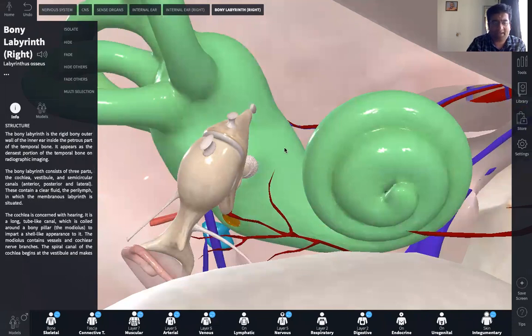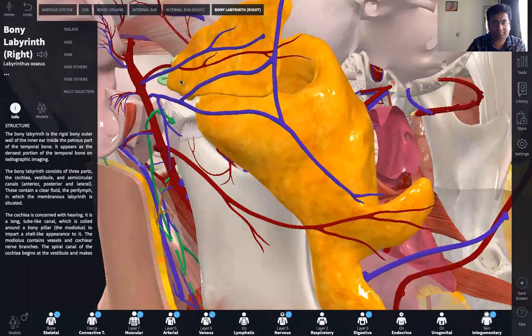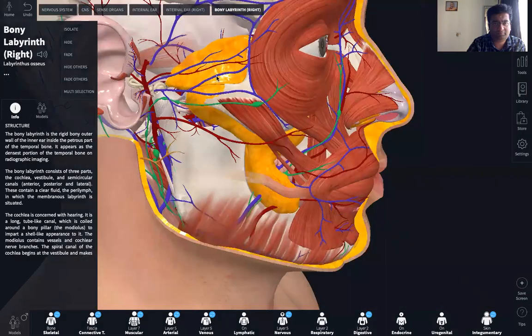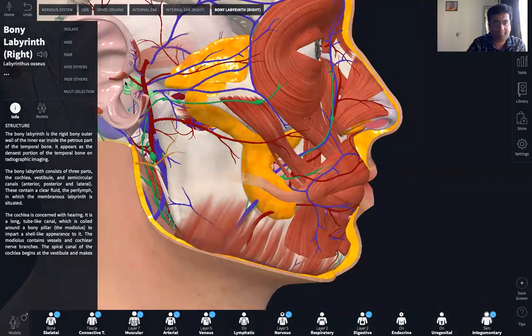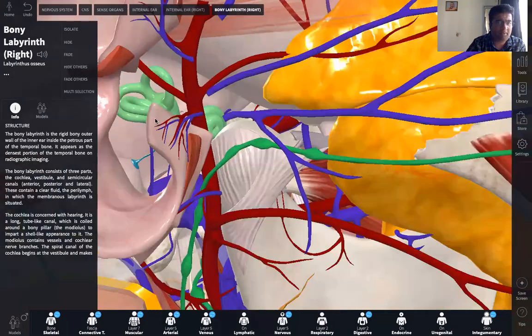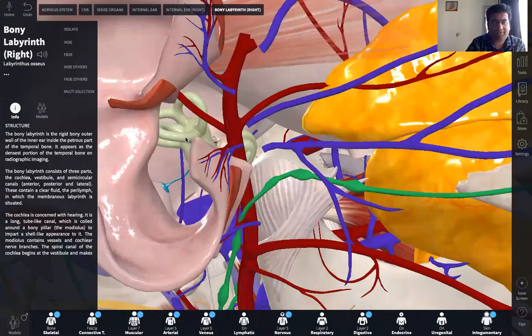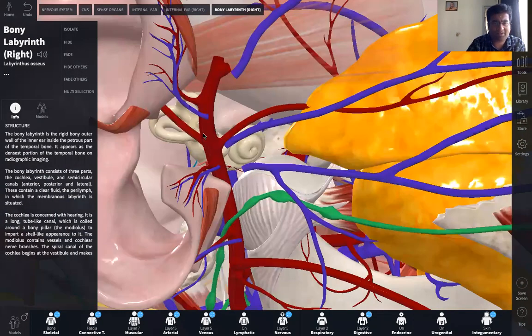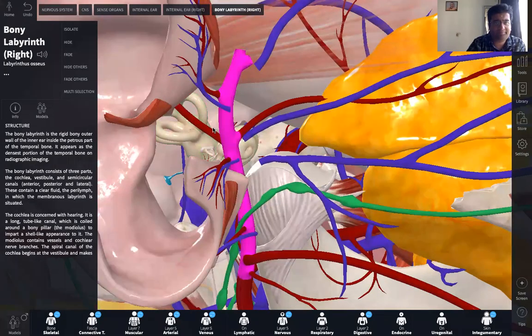And the remaining part of the inner ear is basically called the vestibule. The vestibule will consist of the 3 semicircular canals that you can see here. Clearly visible. So you have the 3 semicircular canals. If I can just hide these blood vessels here.